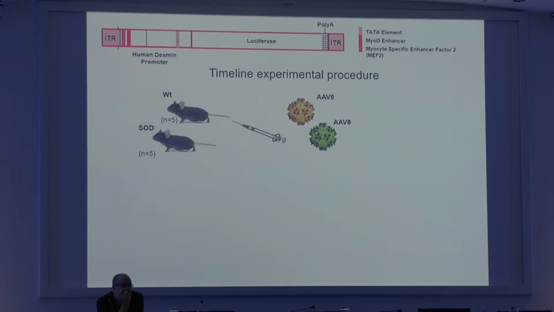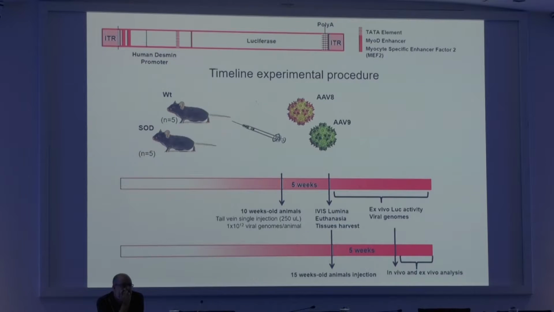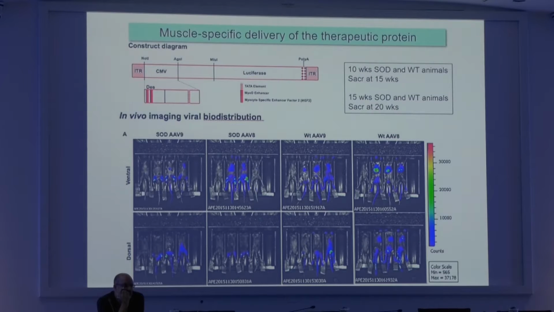So as a proof of principle, we used the human desmin promoter, driving the expression of a reporter gene, luciferase, and we injected two different serotypes of vectors into wild-type and SOD1 animals at two different ages. At 10 weeks, when the animals start to develop the first symptoms of the disease, and at 15 weeks, when the animals already have a very well-established ALS phenotype.